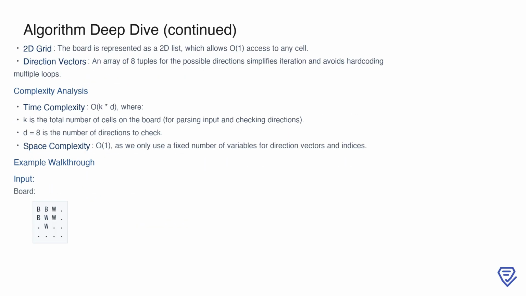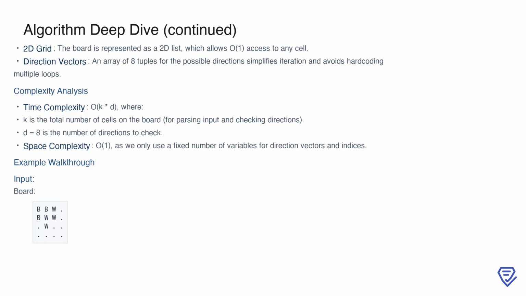To implement this algorithm efficiently, we rely on a 2D grid to represent the board, which provides constant time access to any cell. The use of direction vectors, an array of 8 tuples, ensures that we can iterate over all possible directions without redundant code. In terms of complexity, the time complexity is O(k*d), where k is the number of cells on the board, and d is the fixed number of directions, 8, that we need to check. This considers both the input parsing and the directional checks. Space complexity is O(1), because the algorithm uses a fixed amount of additional memory, regardless of the board size.